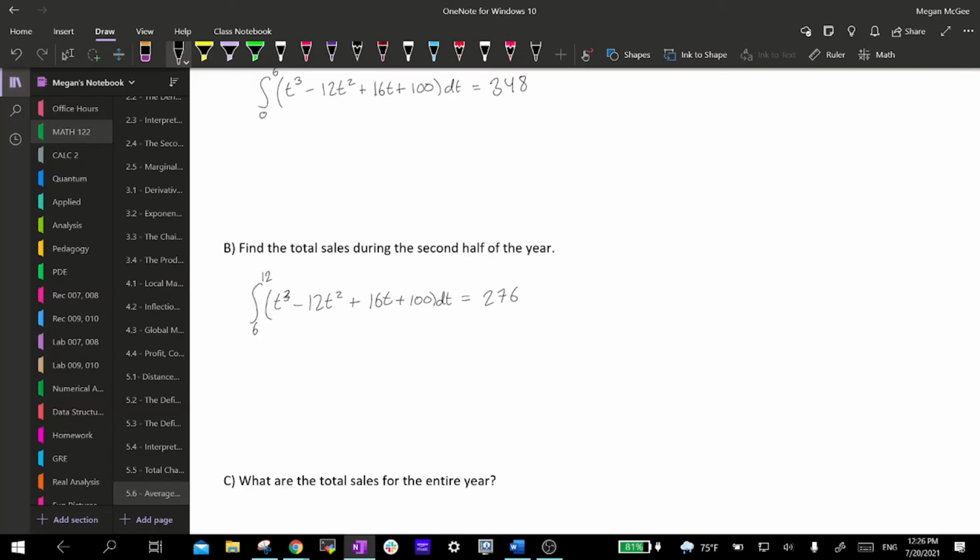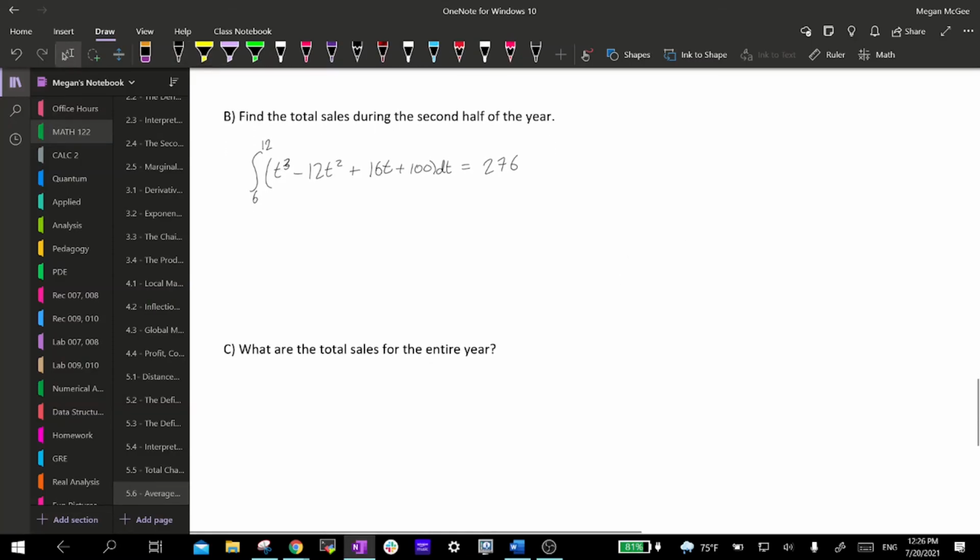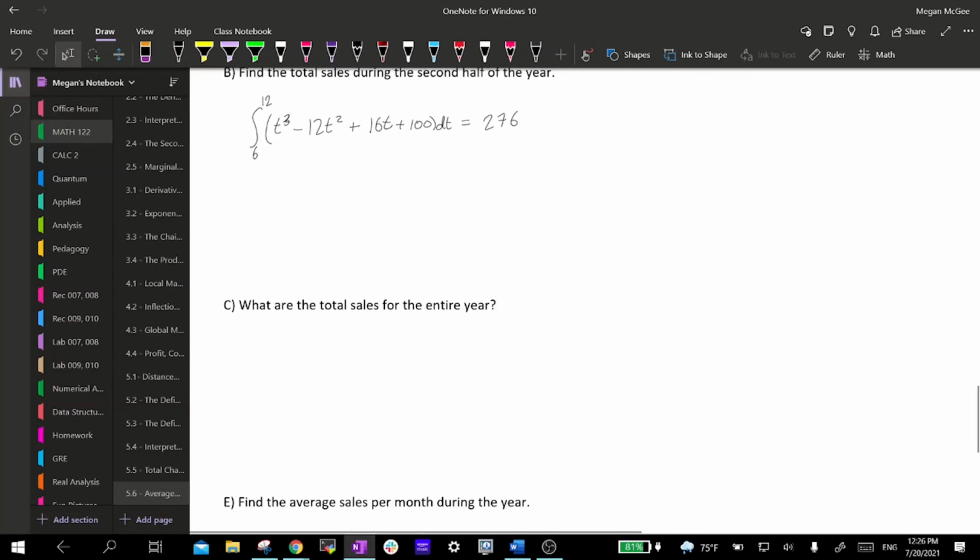So part C asks, what are the total sales for the entire year? Well, we found the total sales for the first half of the year and the second half of the year. So the total sales for the entire year would be the sum of the two. So our total sales for the entire year are 348 plus 276. And so our total sales are 624.